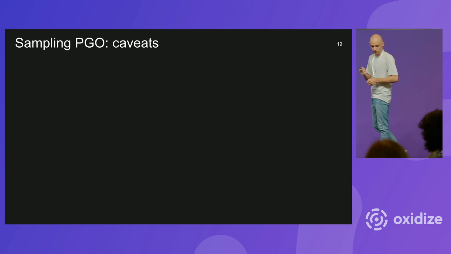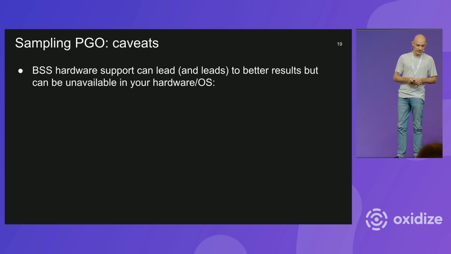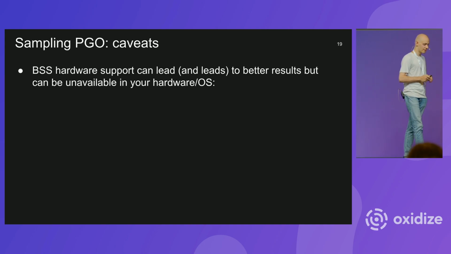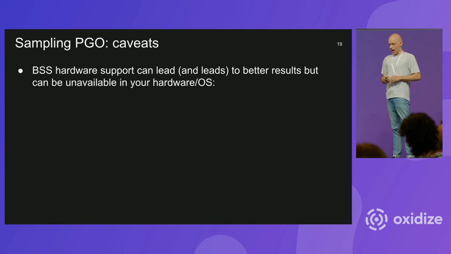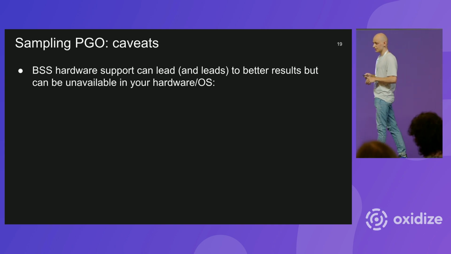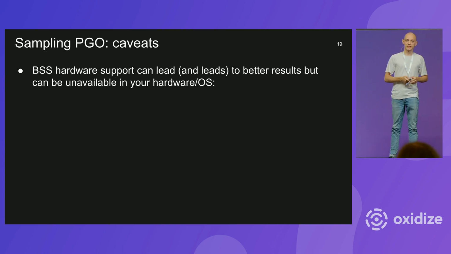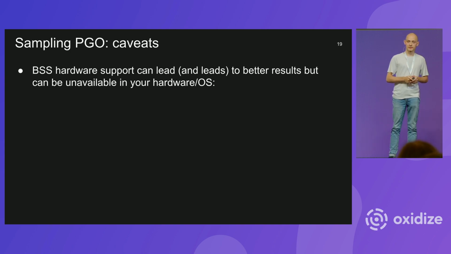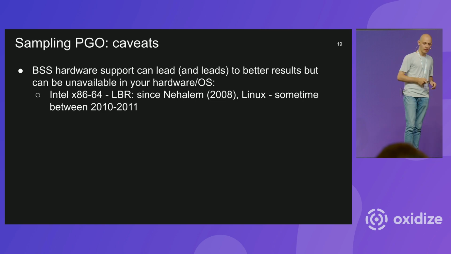That's it. Unfortunately, sampling PGO also has caveats. The first one is a specific hardware feature called branch stack sampling, or BSS. This hardware feature helps your profiler collect stack frames in a more efficient way. Unfortunately, the availability of this feature in a hardware and operating system combination can be a bit tricky.